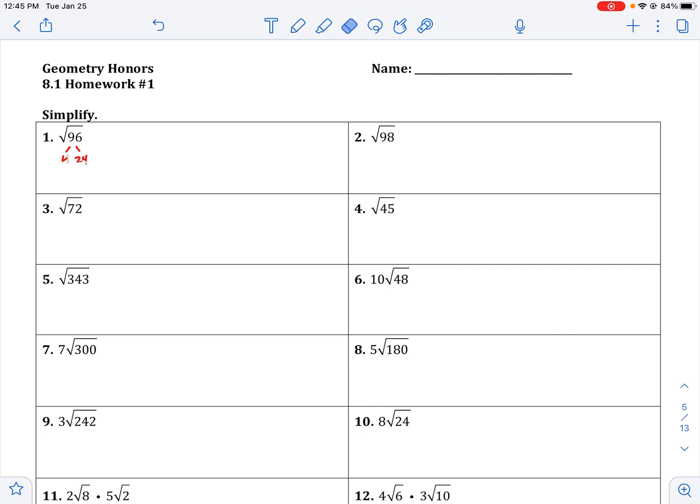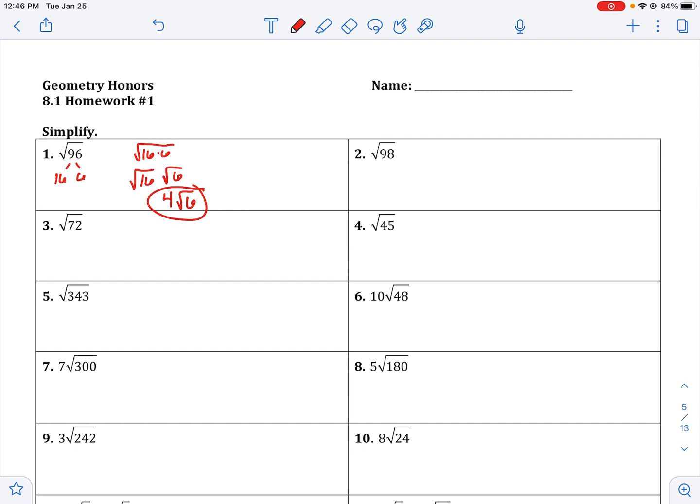And that works, but there's a larger number that I could find. So typically I want to start with the largest possible number. I would check if 100 goes in, it doesn't. Neither does 81, neither does 64 or 49. Neither does 36. But I can divide 96 by 16 and get 16 times 6. So I could rewrite this as the square root of 16 times 6, or the square root of 16 times the square root of 6, which simplifies to 4 root 6.